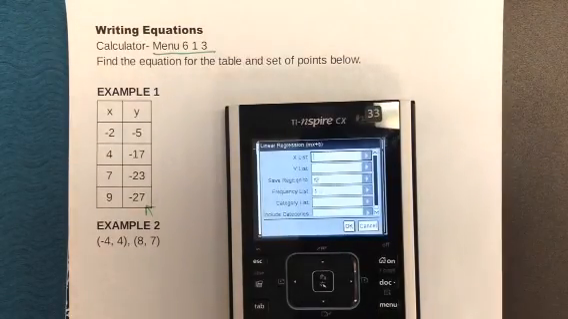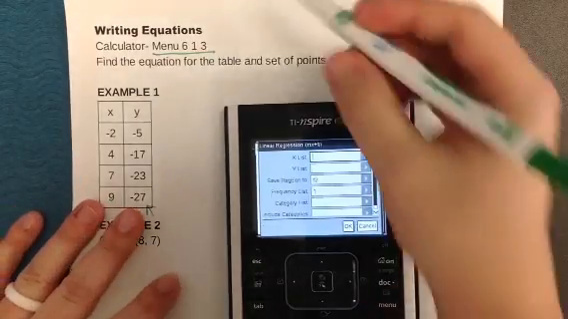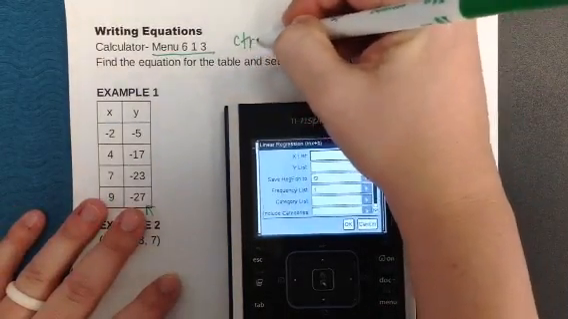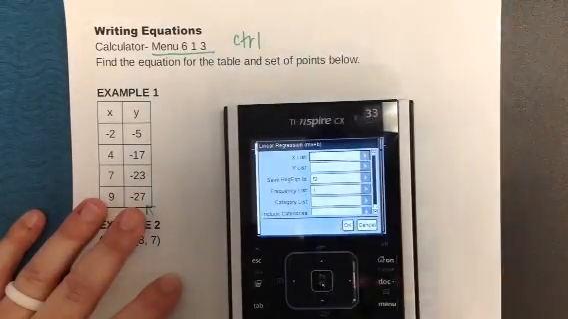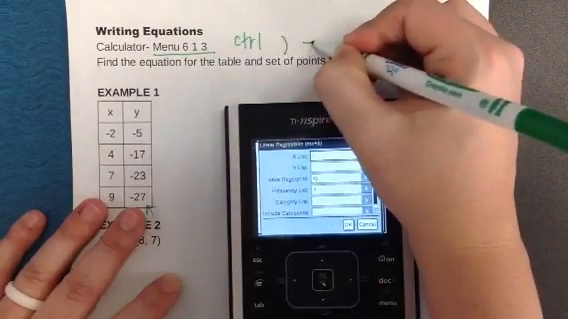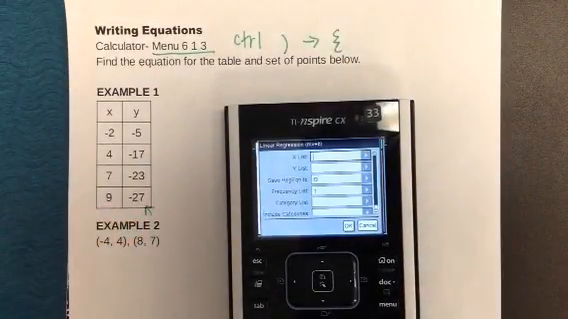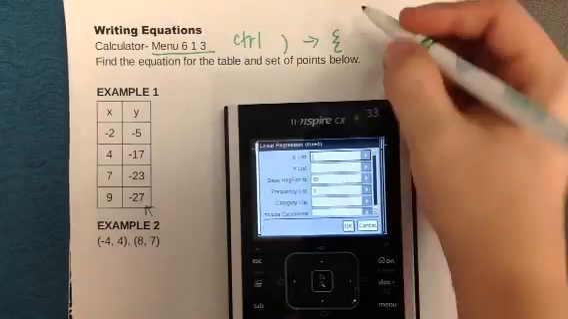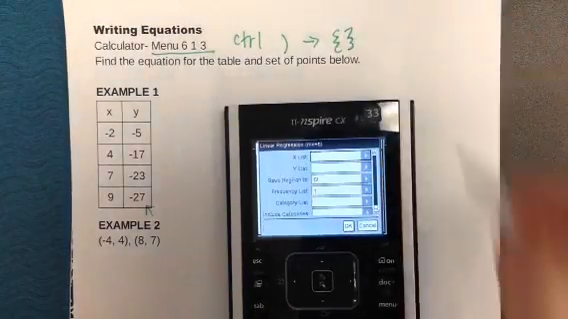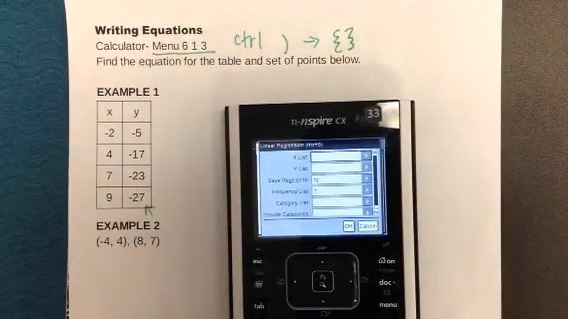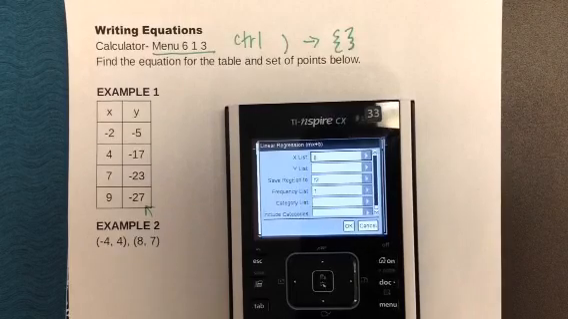Then it asks for the x list. When you do this, you're going to have to hit control and then the close parentheses button. That's going to give you what is called a brace, and it actually gives you both sets of them. So control, close parentheses, and it gives me the braces there.